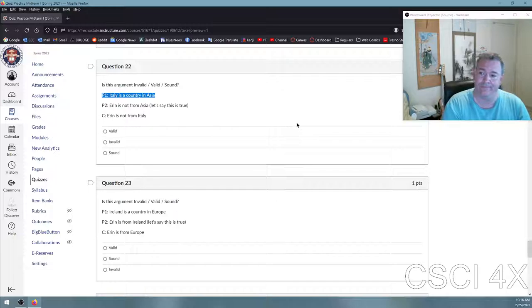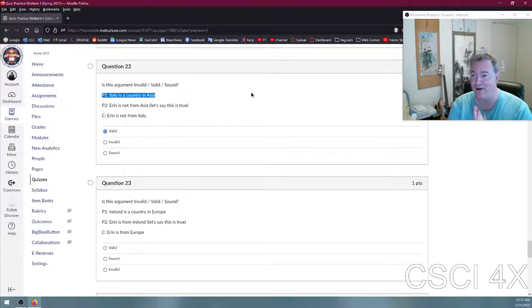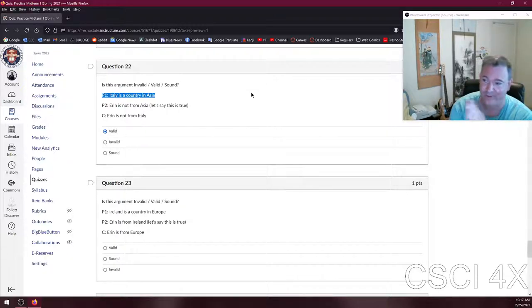This is a valid argument. But it's not sound, because Italy is not, in fact, in Asia. So this is actually a valid argument. A lot of students' first reaction is like, wrong, invalid. That's not what invalid means. Invalid does not mean the premises are false. That's what soundness is about. Soundness is about whether the premises are true or false. Validity is whether the form of the argument, the logic of the argument, is correct.